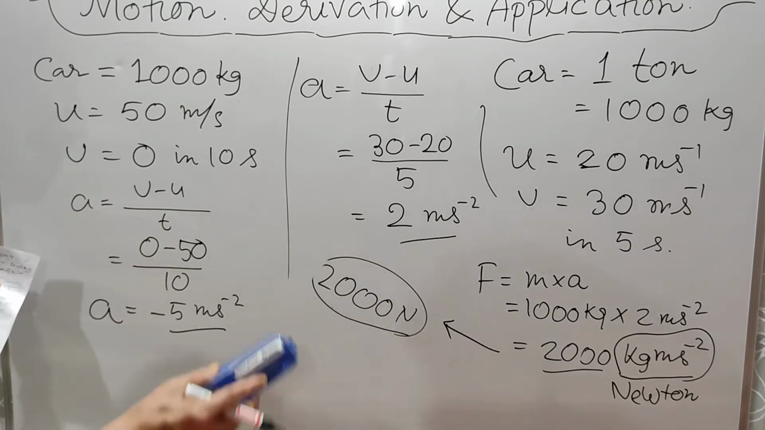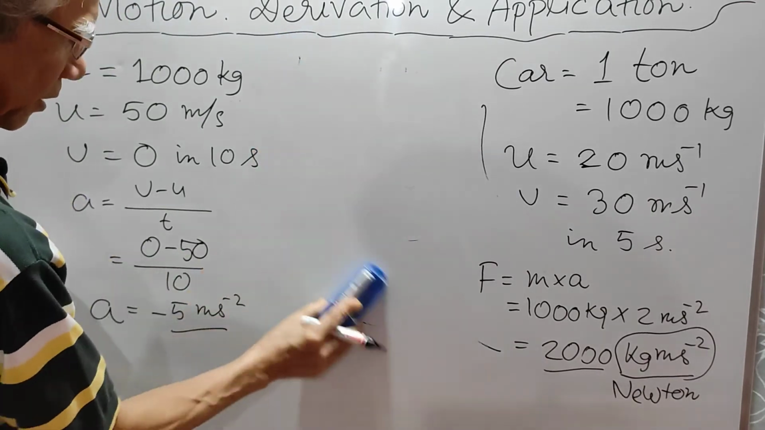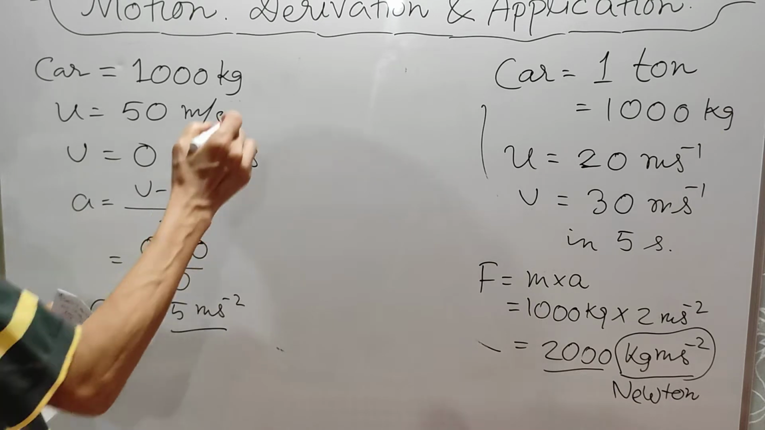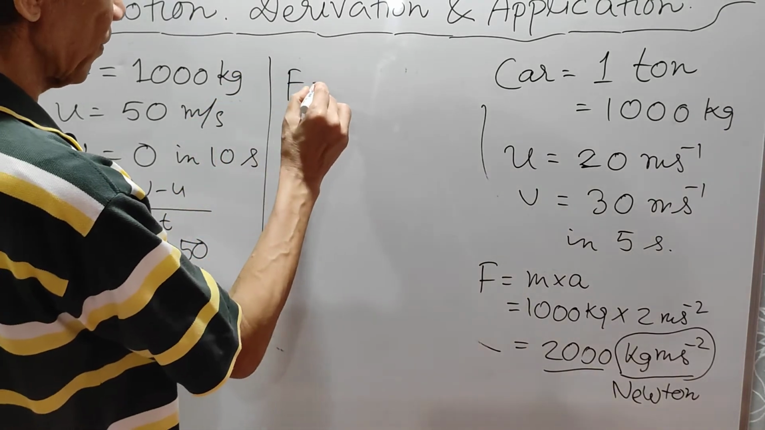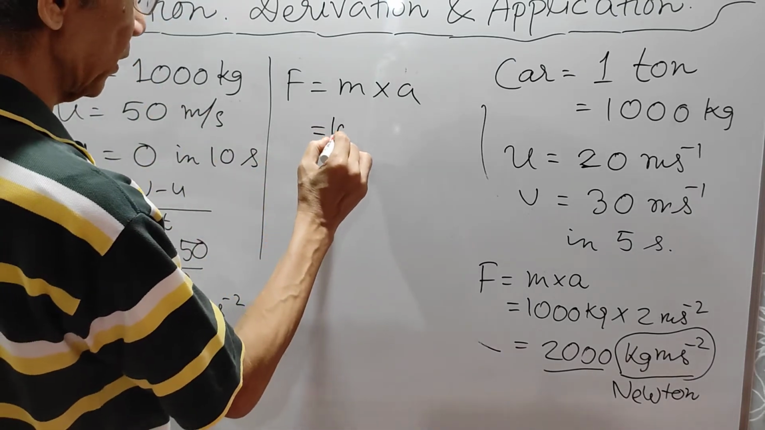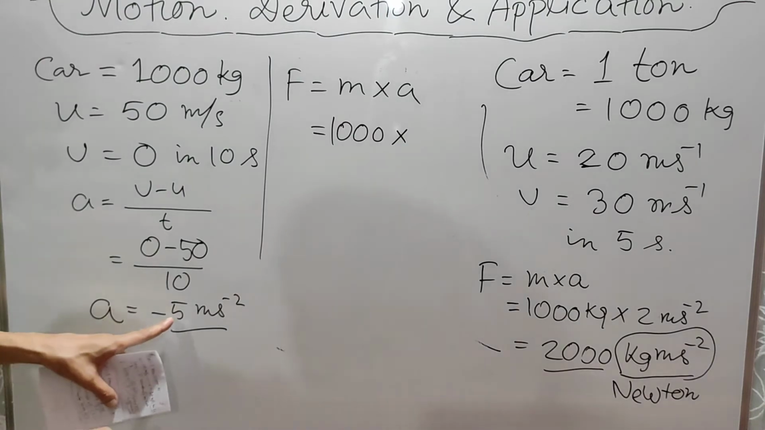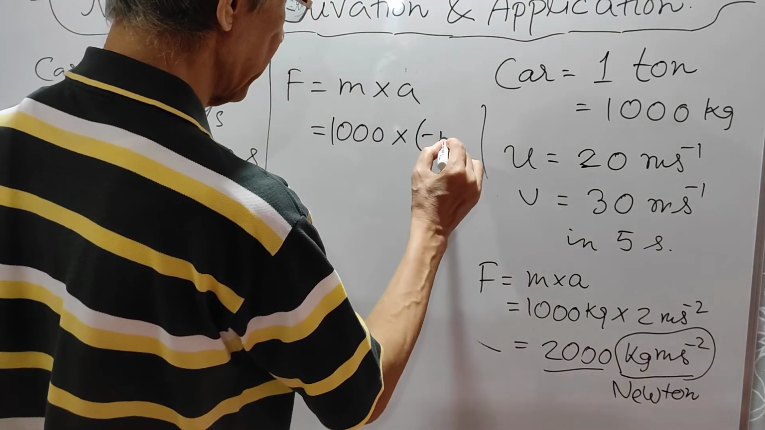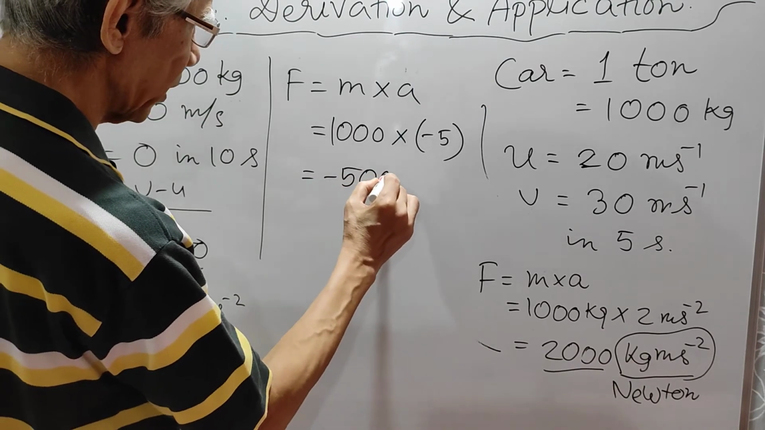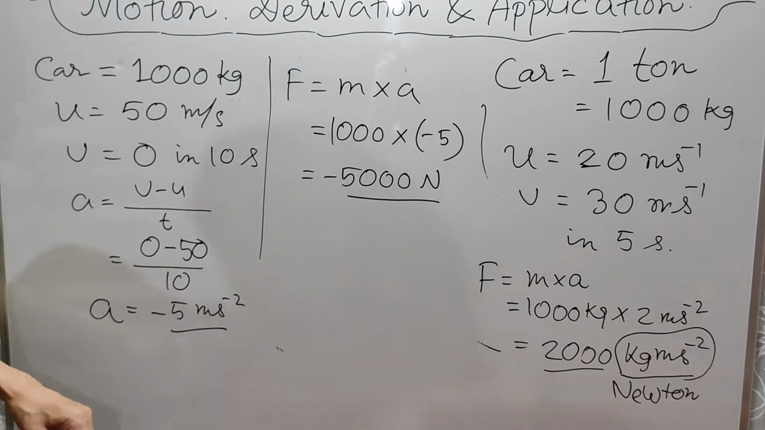Okay. Now applying the force, F equal to ma. We are asked to find the force applied by the brakes on the car. So F equal to what? F equal to ma. What is m? 1000 kg into minus 5, a is minus 5. That means minus 5000 kg meter per second square, or Newton. So this is the answer.